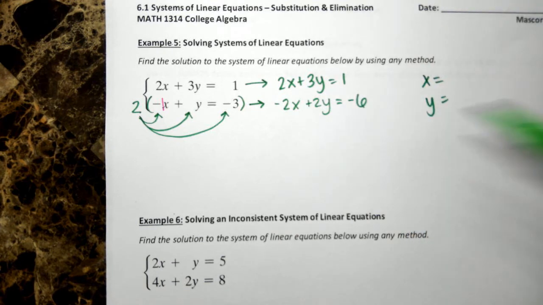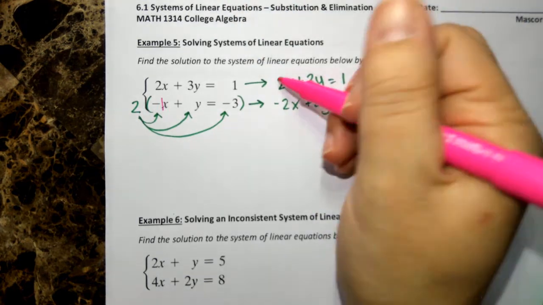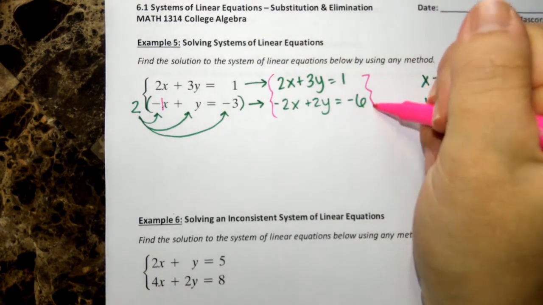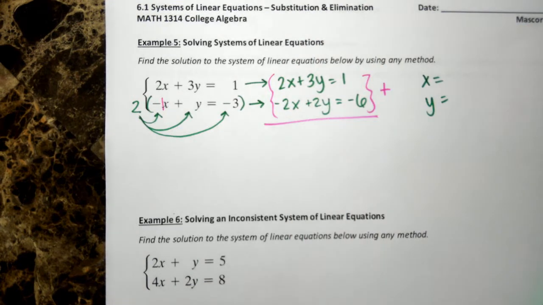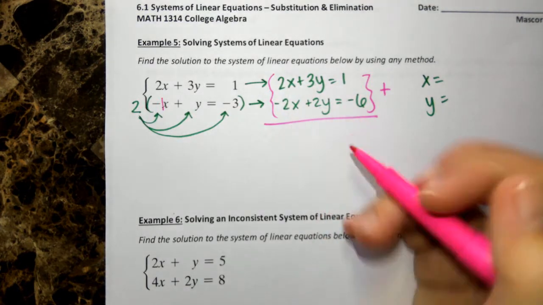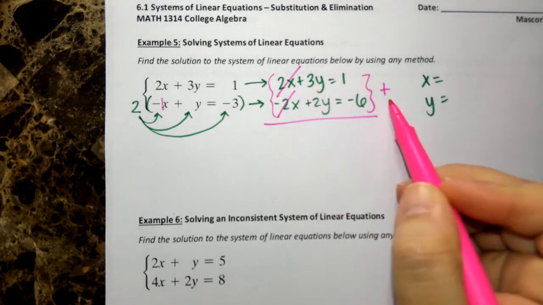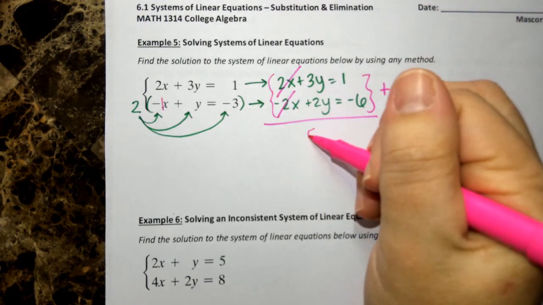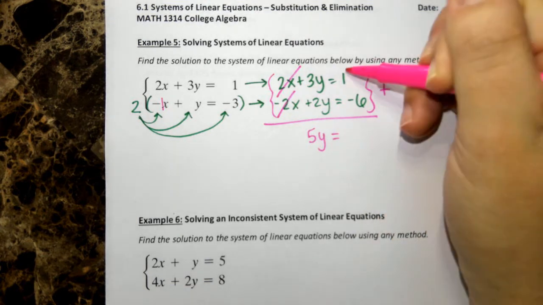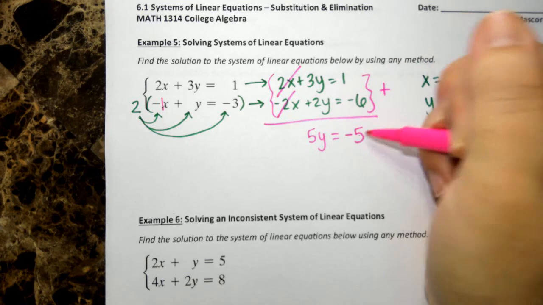I did that because now if you look at the x's, if we just add them up, that's why you might have heard it called the addition method. If we just add up the two equations, the x variables cancel out. 2x plus negative 2x, that's just 0x. Those cancel out. 3y plus 2y, that's 5y. 1 plus negative 6, that's negative 5.